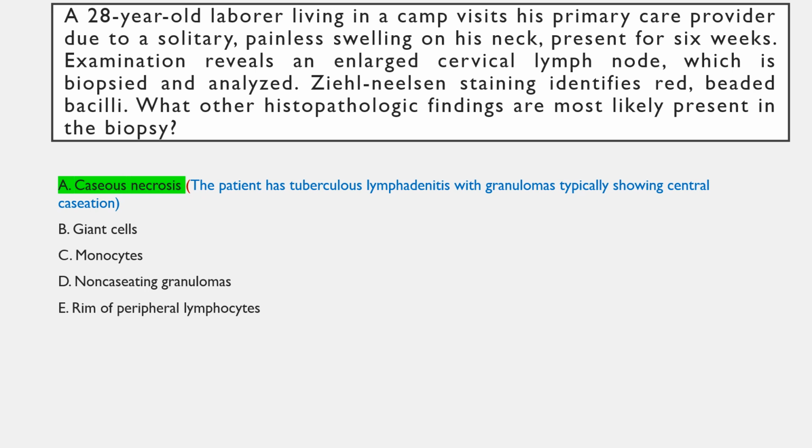The correct answer is A. Caseous necrosis. From the question itself, the history, the examination, and the finding on the staining points towards tuberculosis. And the patient has findings consistent with scrofula, which is a tuberculosis lymphadenitis. Caseation is typical for a tuberculous granulomatous reaction. Usually these granulomas show central caseation.